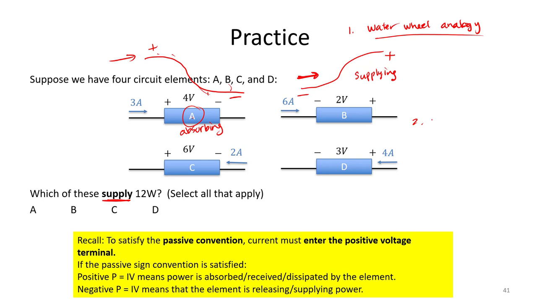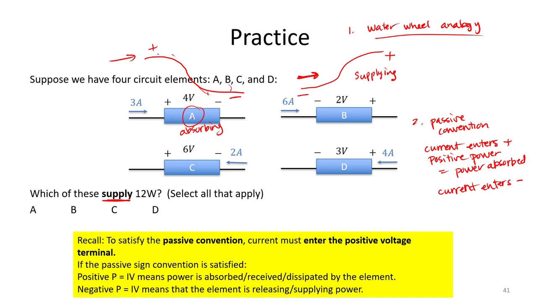Another way to approach this problem is just to look at passive convention. So remember, to satisfy passive convention, current must enter the positive terminal. So if current enters the positive terminal, then positive power is power absorbed. Otherwise, if current does not enter the positive, if current enters the negative, then positive power is power supplied.